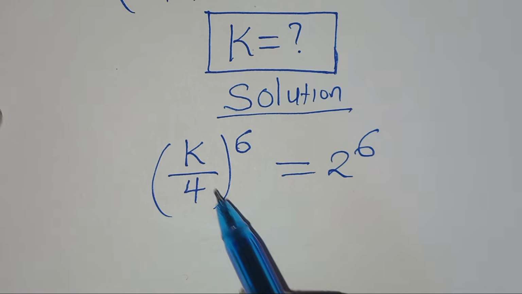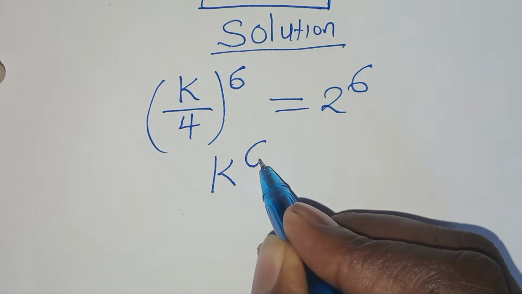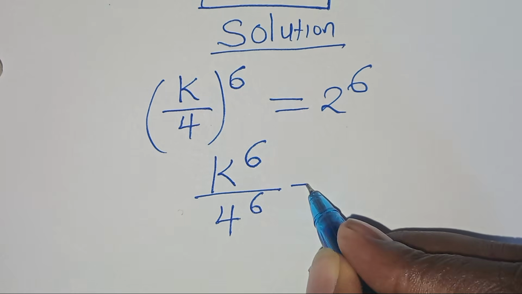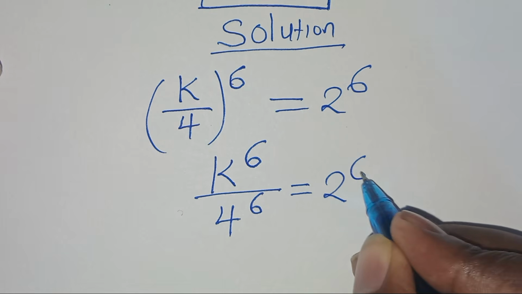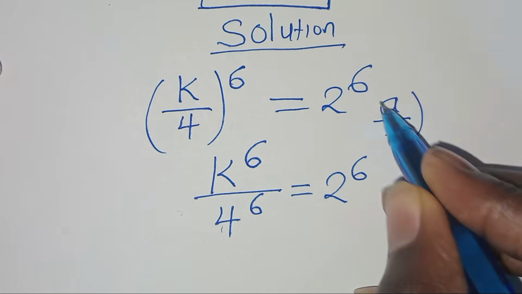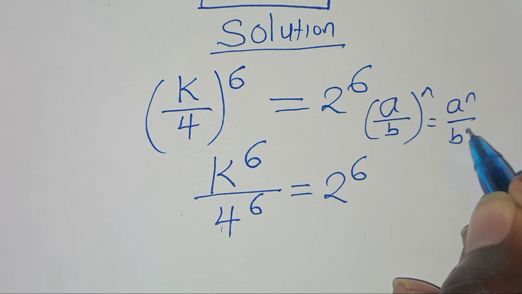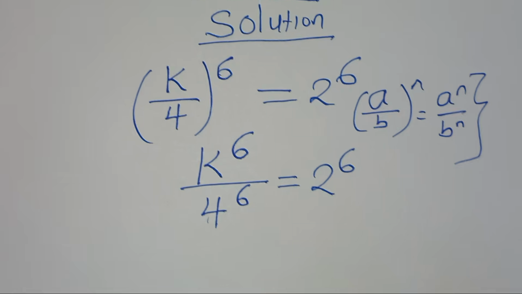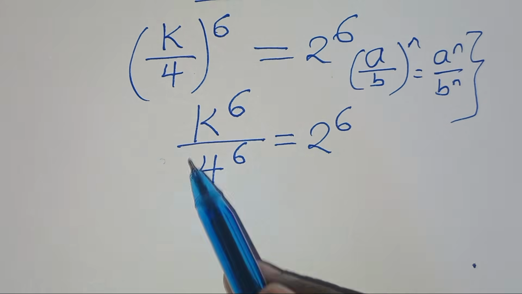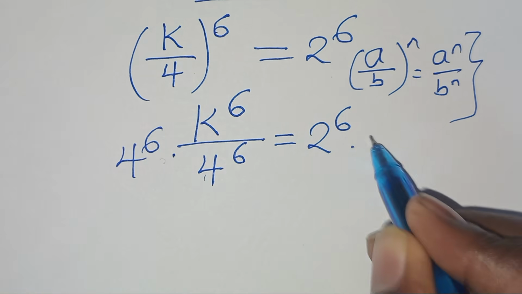We can express (k/4)^6 as k raised to the power of 6 over 4 raised to the power of 6. This is equal to 2 raised to the power of 6. This is in the form of (a/b) raised to the power of n, which we can express as a^n over b^n. So we are applying this property, so that's why we have k^6 over 4^6. Now let's multiply on both sides by 4^6.